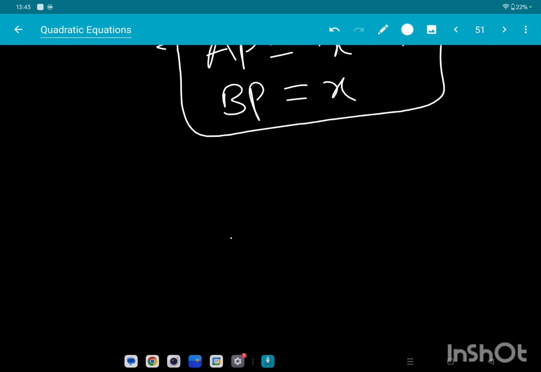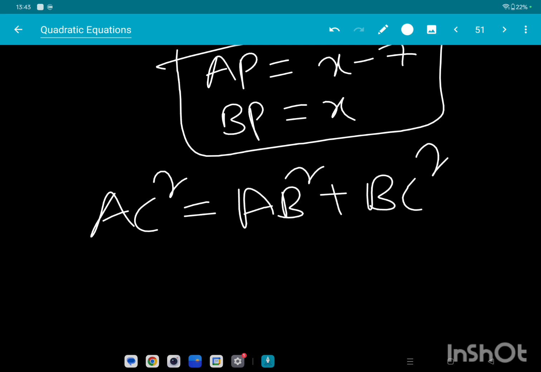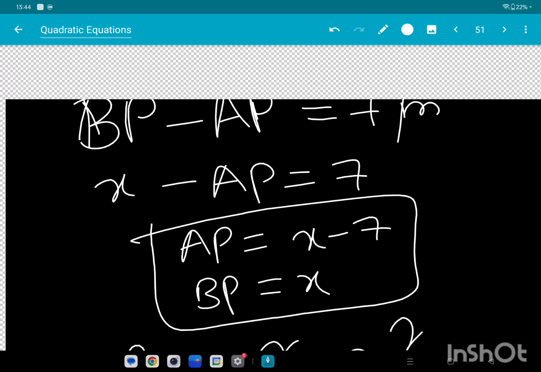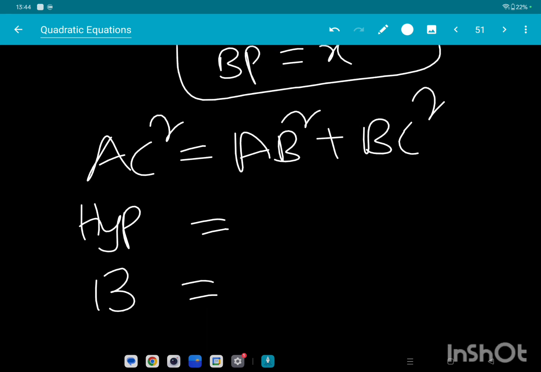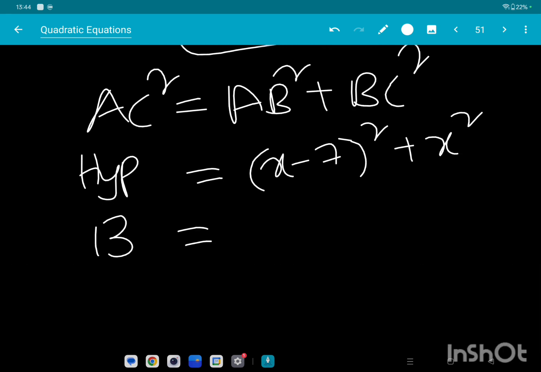In a right angle triangle, what is the relation? AC square is equal to AB square plus BC square, right? Here what is AC? It is the hypotenuse, which is nothing but the diameter. It is 13. And for AB square and BC square, these two are the sides of the right angle triangle. Here one side is x minus 7 whole square, another side is x square. Now we are going to solve this.